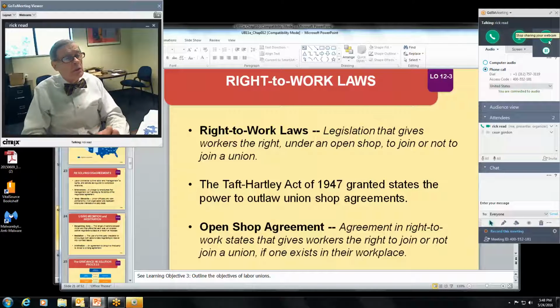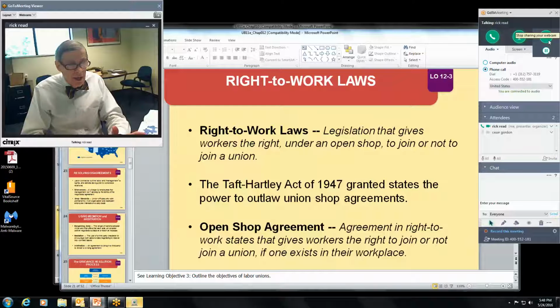Right to work laws, legislation in many states, allow workers to get a job without having to belong to a union. That was part of the Taft-Hartley Act signed into law in 1947. I always like to point out that President Truman vetoed that act, but it was overridden by a 2/3 majority of both houses of Congress, and therefore it became law.